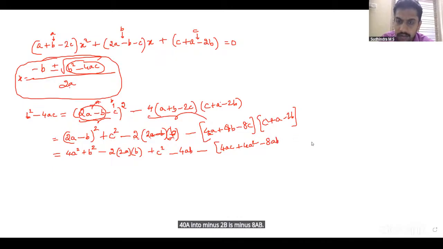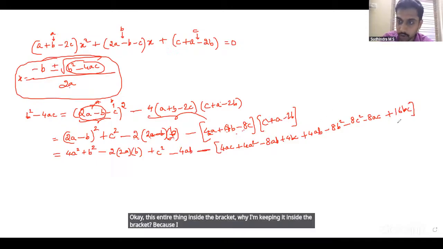4b into c is 4bc. 4b into a is 4ab. And 4b into minus 2b is minus 8b square. Minus 8c into c is minus 8c square. Minus 8c into a is minus 8ac. Minus 8c into minus 2b, minus into minus plus, 8 2s are 16 bc or cb. Okay, this entire thing inside the bracket. Why am I keeping it inside the bracket? Because I have negative here. I have to open the bracket by considering that negative.